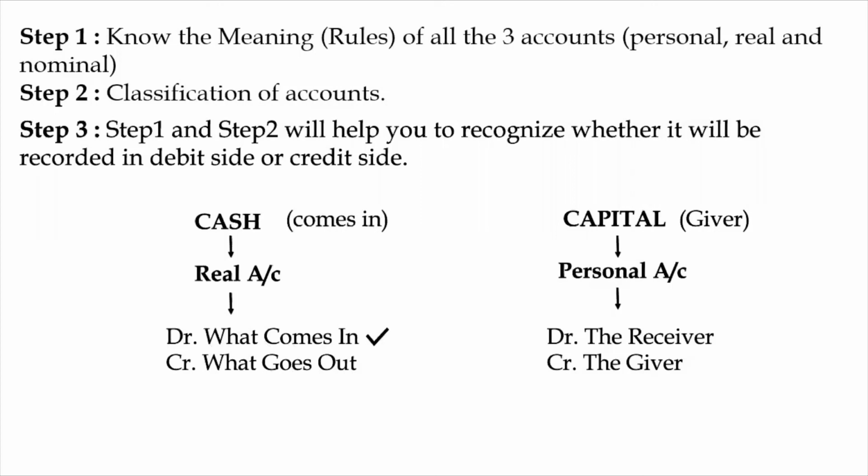Likewise, capital, that means owner. Owner is the giver and we record the giver on the credit side according to this rule. The personal account rule says that debit the receiver and credit the giver. So we will record it on the credit side. Okay. Hope you people have understood these steps. If you learn these steps carefully, you will be able to solve the questions.